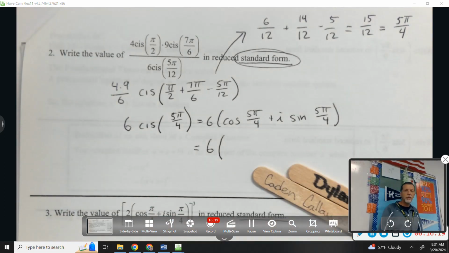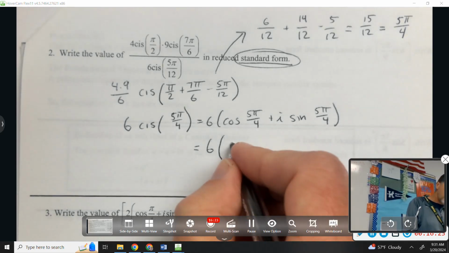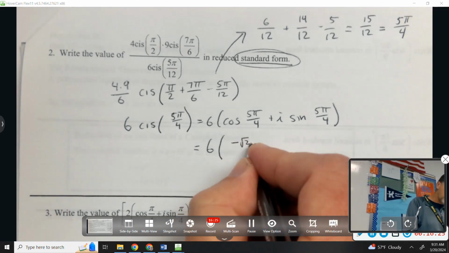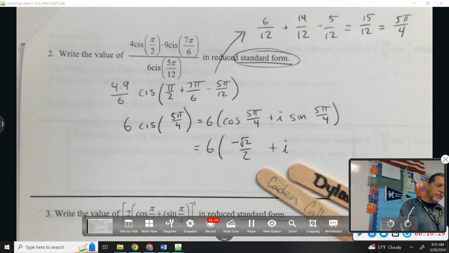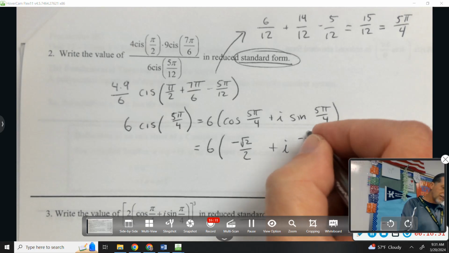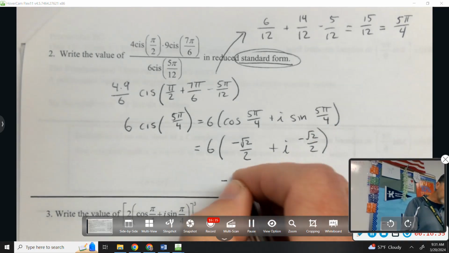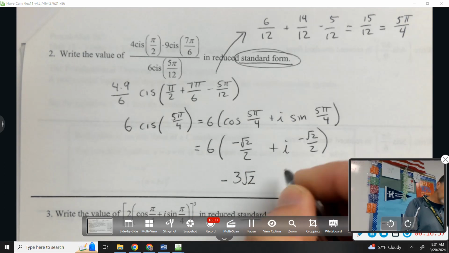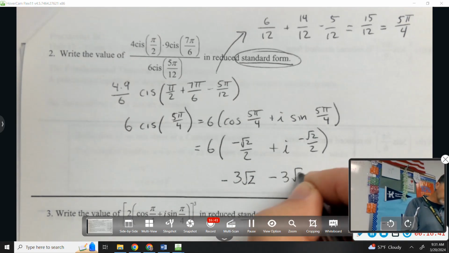Caden, how about the cosine of 5 pi over 4? Negative radical 2 over 2. Good. And Dylan, the sine of 5 pi over 4? Negative root 2 over 2. Good. Also negative root 2 over 2. So distribute the 6. Negative 3 root 2 minus 3 root 2 i.